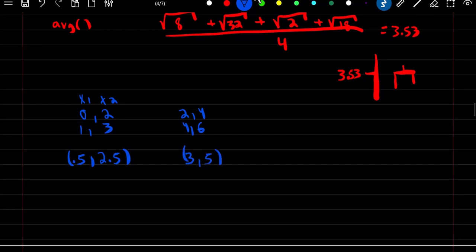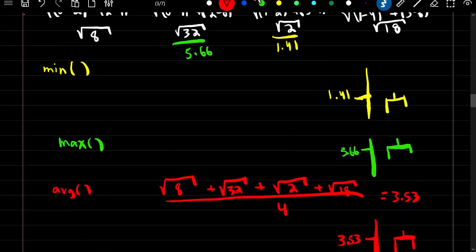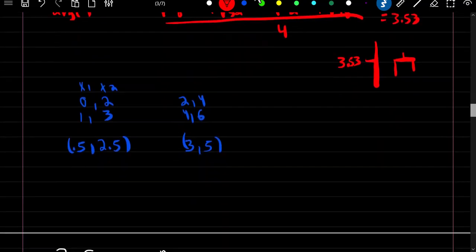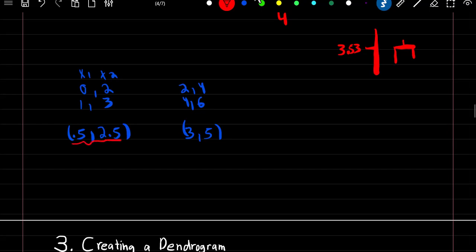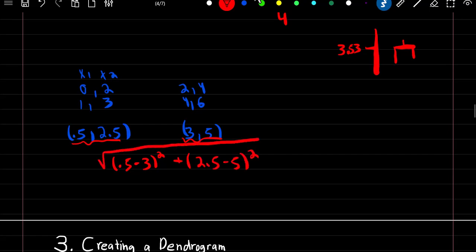So now that we found our centroids, we have to find the Euclidean distance between our centroids. Unlike with the other three methods, where we're either going to find the minimum value of these four possible, or the maximum value, or just average them all together, with centroids, we're finding these two new numbers, our centroids, and then we're going to take the Euclidean distance of these centroids. So for the Euclidean distance, it's going to be 0.5 minus 3 squared plus 2.5 minus 5 squared. We'll take the square root, and this will give a value of 3.54. So they'd fuse at a height of 3.54.